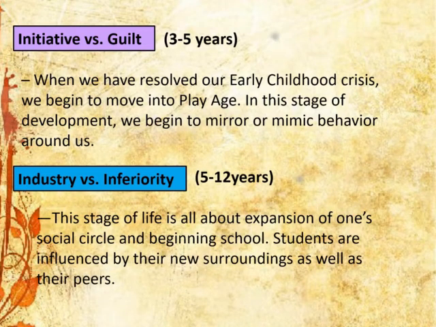Industry versus inferiority. This stage of life is all about the expansion of one's social circle and beginning school. Children will be learning to read and write, to do sums, and to do things on their own. Also, at this stage, the child's peer group plays an important role and will become a major source of the child's self-esteem. The child may now feel that there is always a need to win approval by specific competencies that are valued by society and begin to develop a sense of pride in all their accomplishments.